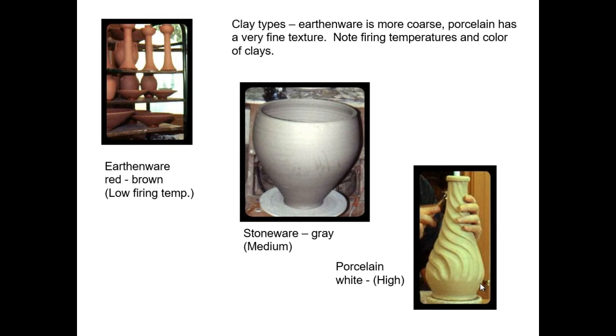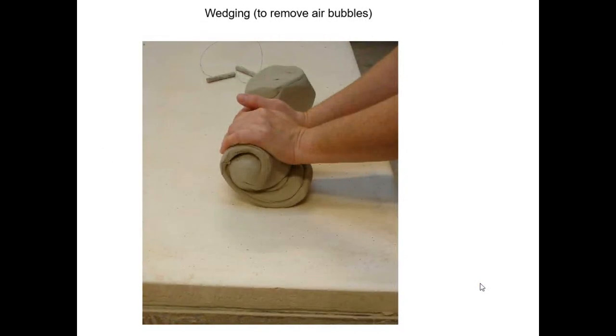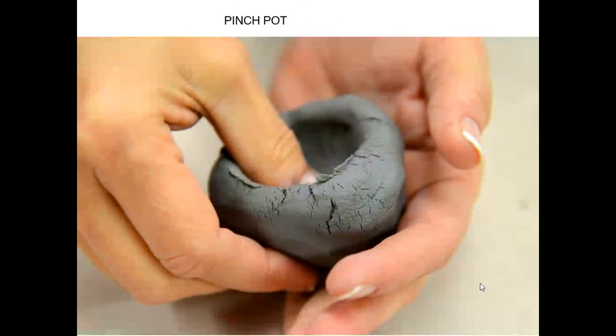The coarse clay is earthenware. It is reddish brown, and it has the lowest firing temperature. Stoneware is the gray clay. It has the medium firing temperature. The finest clay, the clay that has the smallest clay particles, is porcelain. It's whitish in color, and it requires the highest firing temperature. Before you can work with the clay, you have to wedge it, which is an act of kneading the clay to remove the air bubbles.